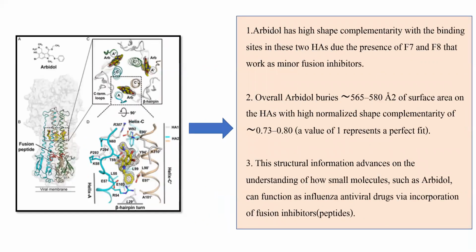So Arbidol has very high shape complementarity with the binding sites in these two groups of HAs, group 1 and group 2. It has very high complementarity due to the presence of F7 and F8 that work as minor fusion inhibitors. So all this structural information on Arbidol has enabled the scientist community to come up with superior drugs that can combat influenza A virus on a very high note.